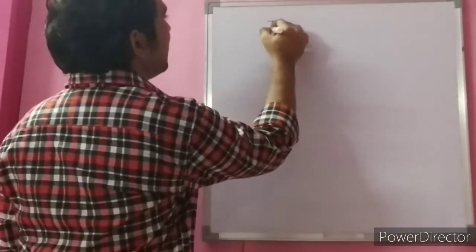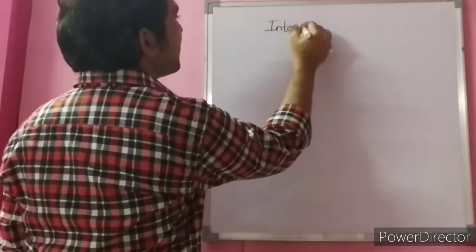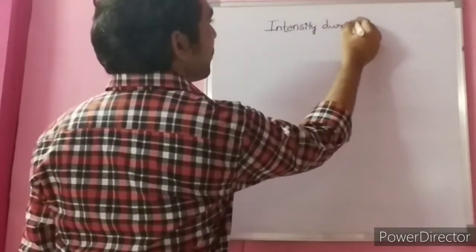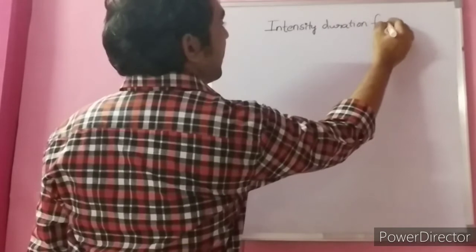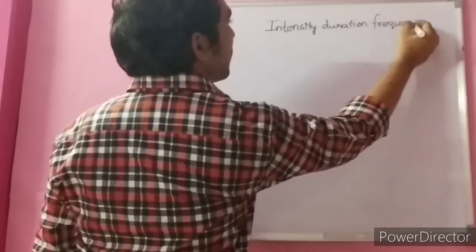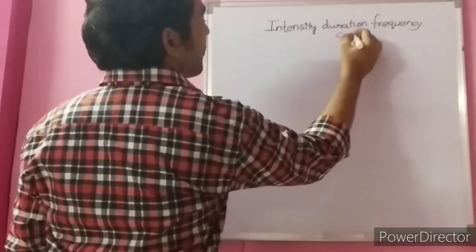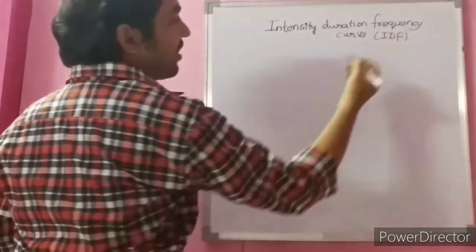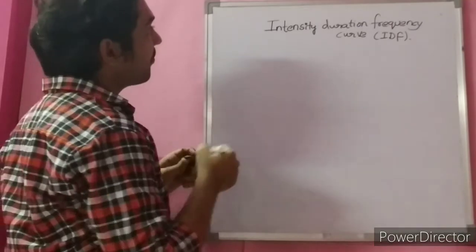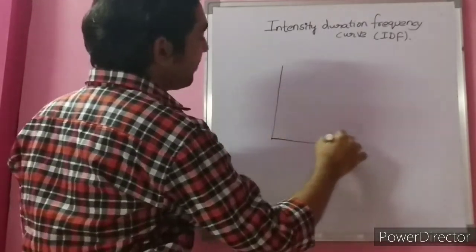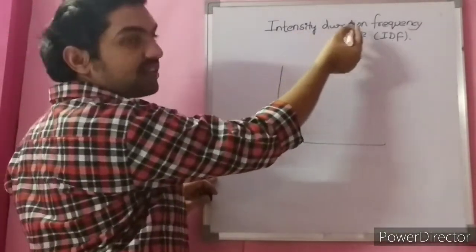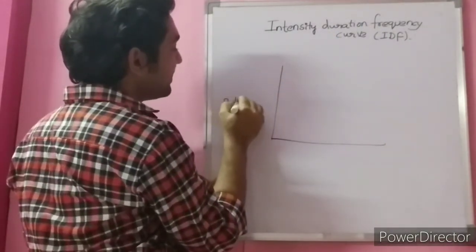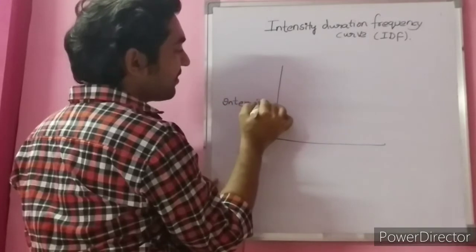Next thing is the intensity, duration, frequency curve. This is popularly known as the IDF curve. So let us say intensity of rainfall, duration of rainfall, and frequency, which is nothing but return period. This is the intensity, taken on the y-axis.